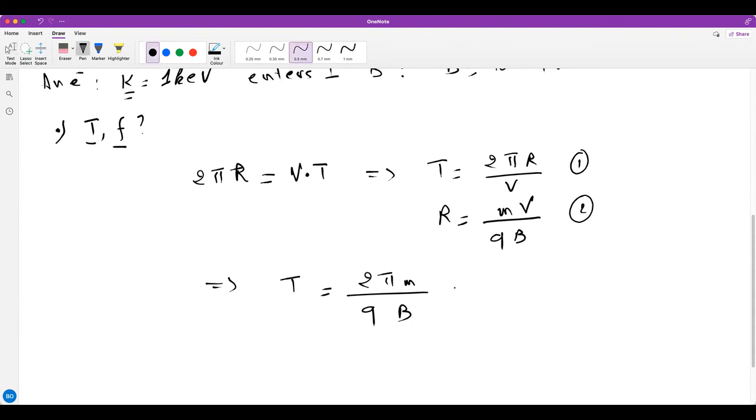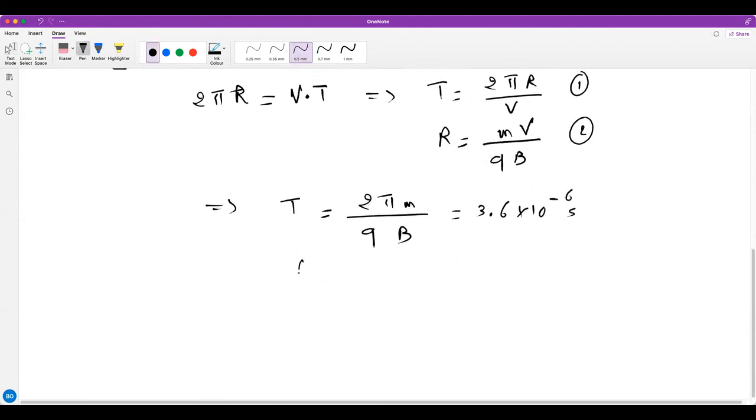Okay, so this will give me something like 3.6 times 10 to the minus 6 second. Obviously, the frequency is equal to 1 over T, and this will give 2.8 megahertz. Okay, now we can also calculate the velocity.